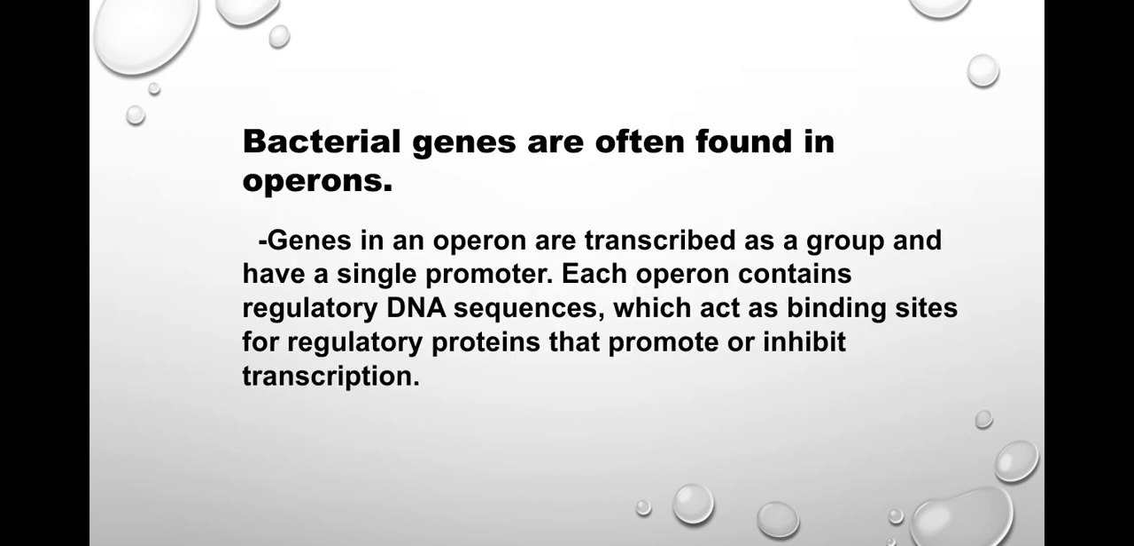Bacterial genes are often found in operons. Genes in an operon are transcribed as a group and have a single promoter. Each operon contains regulatory DNA sequences which act as binding sites for regulatory proteins that promote or inhibit transcription.